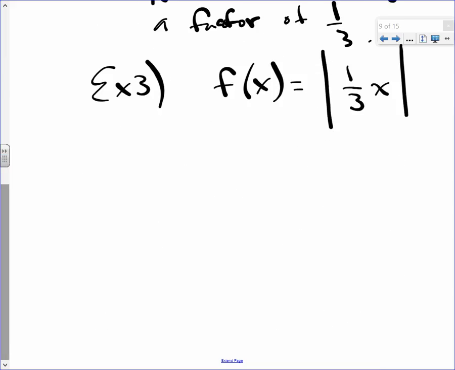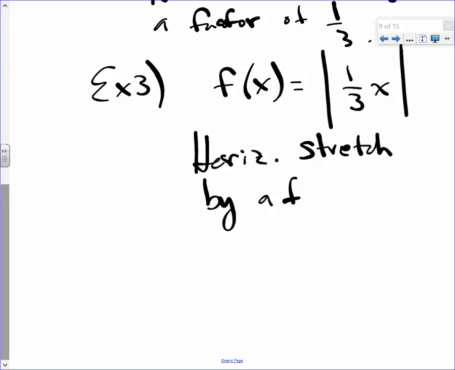There we go. Horizontal now. I'm going to abbreviate again. Apologize for my abbreviation. Stretch or shrink again? Stretch by a factor of 1/3.